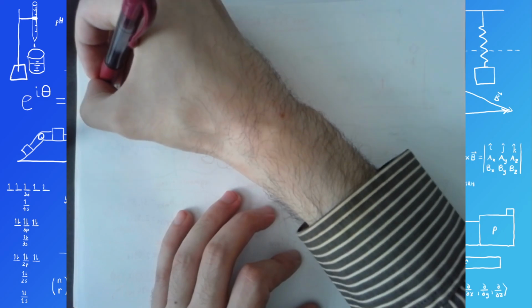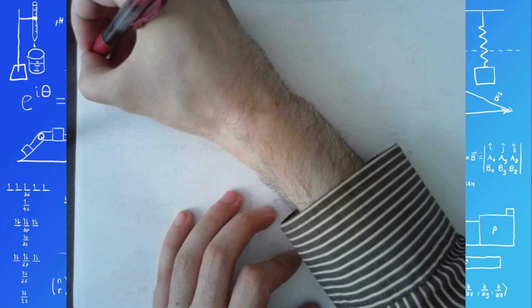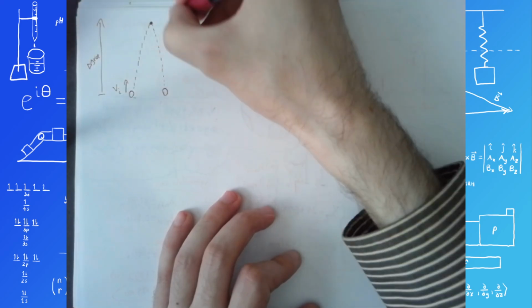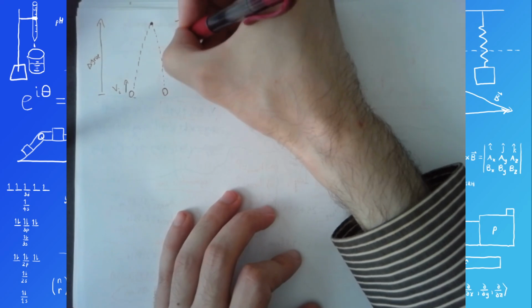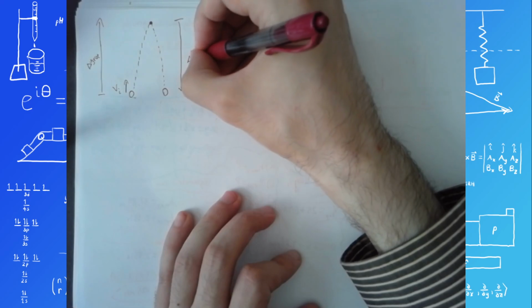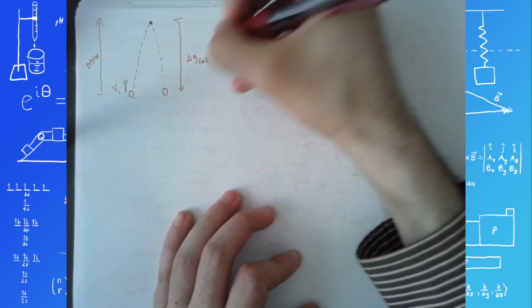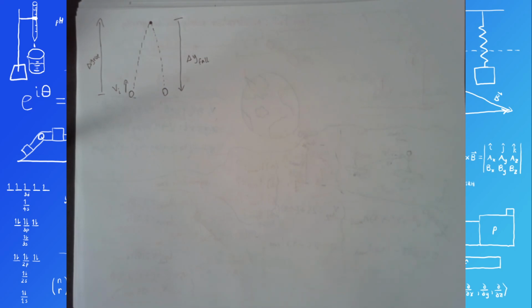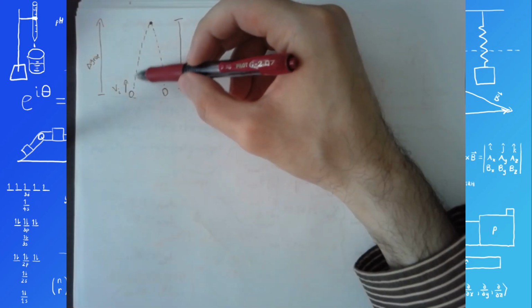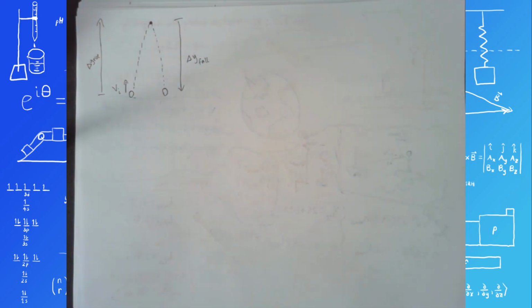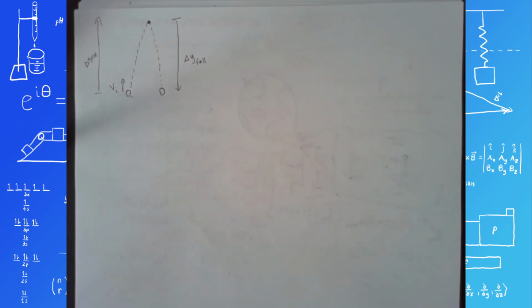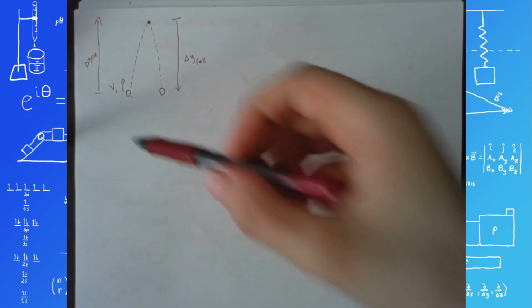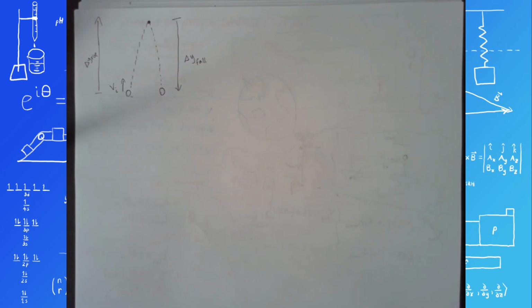As long as this, I'll call it delta y rise, is equal in magnitude to this delta y fall, and as long as there is no change in the acceleration at any point during this entire trajectory, it would seem that the time to rise equals the time to fall, and it would also seem that the final velocity is just the negative of the initial velocity.